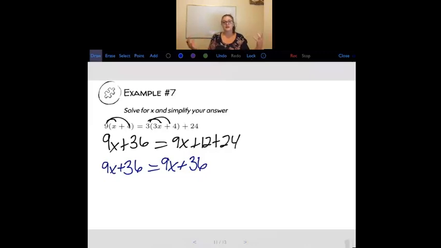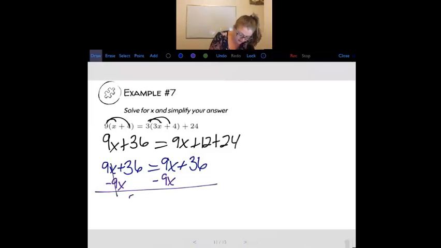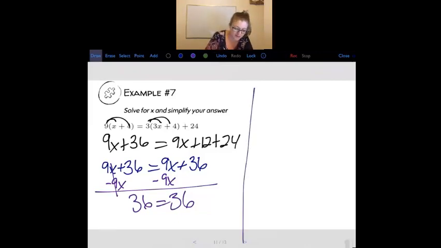But let's keep going. Let's say we wanted to get x's together and our numbers together. So we would subtract 9x from both sides. 9x minus 9x cancels, so now we have 36 is equal to 36. Is 36 equal to 36? Sure is. So this is a case where, and you'll see this as an option, our answer is all real numbers.